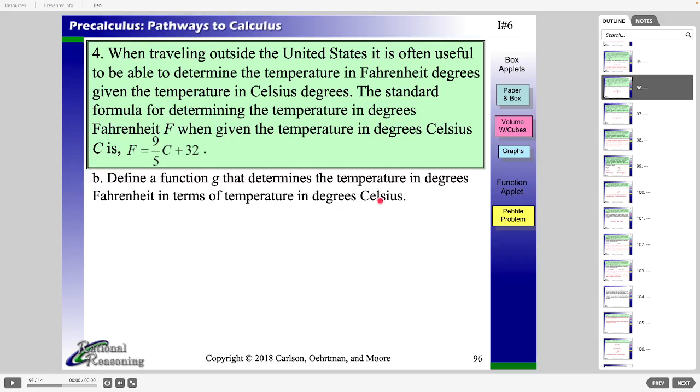Define a function g that determines the temperature in degrees Fahrenheit in terms of the temperature in Celsius. Now, there's a function. We just did that. All we're going to do is, instead of saying F equals, we're going to say g of c equals, right? G of c equals this function here, the temperature in degrees Fahrenheit in terms of Celsius. So if you give me a Celsius, we can directly get it this way.